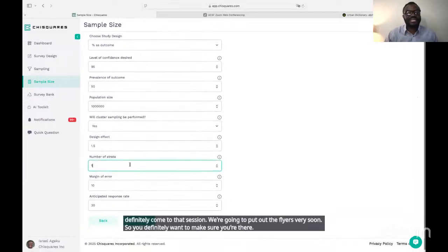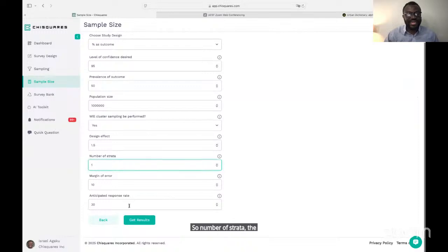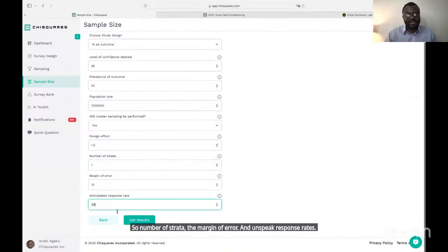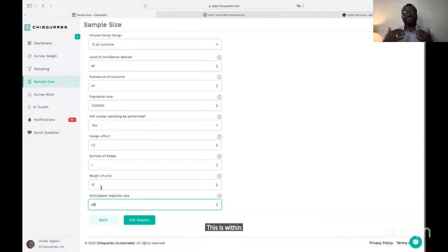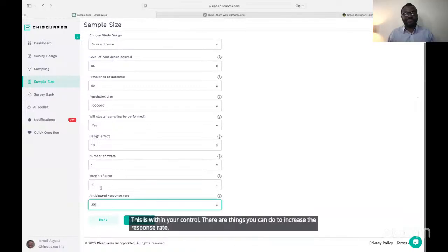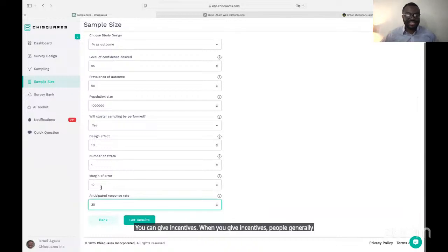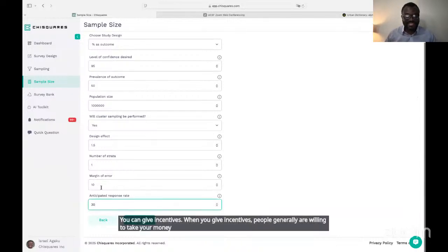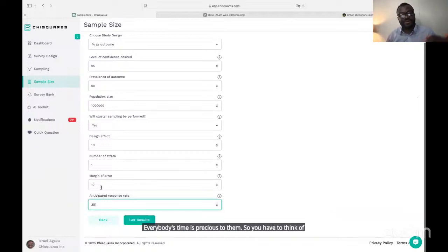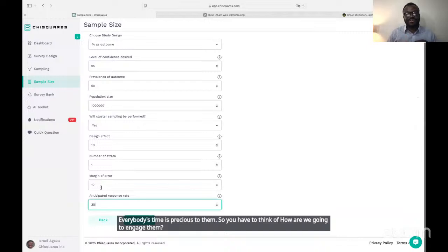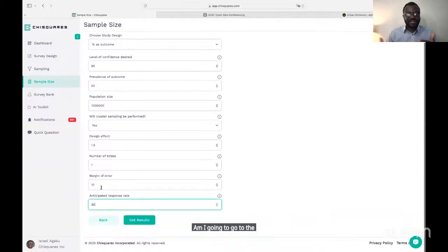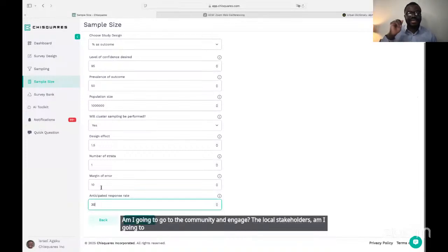So number of strata, the margin of error, and the anticipated response rate. This is within your control. There are things you can do to increase the response rate. You can give incentives. When you give incentives, people generally are willing to take your money and give you their answers. Everybody's time is precious to them. So you have to think of, how are we going to engage them? Am I going to go to the community and engage the local stakeholders? Am I going to give non-cash incentives? What are you exactly going to do to increase response rate?